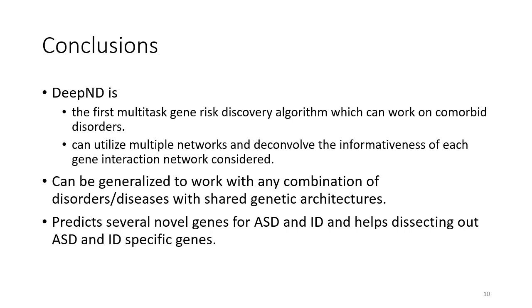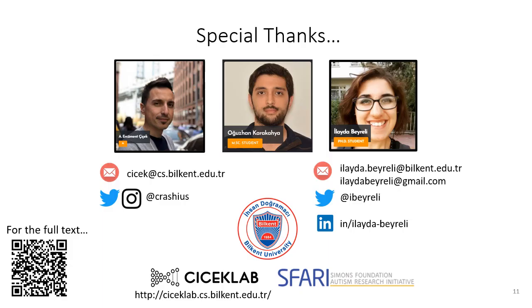In conclusion, DeepND is the first multitask gene risk discovery algorithm which can work on comorbid disorders and can utilize multiple networks and deconvolve the informativeness of each gene interaction network considered. It also can be generalized to work with any combination of disorders and diseases with shared genetic architectures. It helps dissecting out ASD and ID-specific genes by predicting several novel genes.